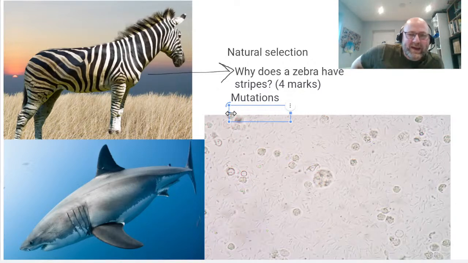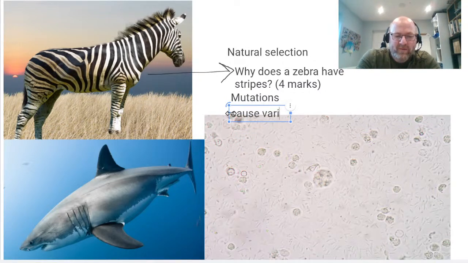Yeah, that's right, Manny. It is natural selection, and it starts with a mutation. What do mutations cause? Mutations cause variation. You can write that if you like. I'm going to write 6 things. You only need 4.